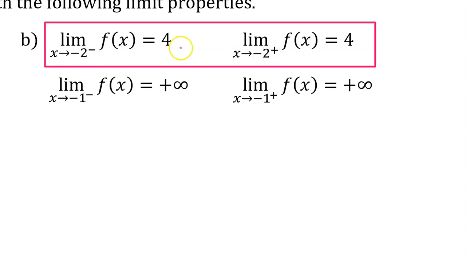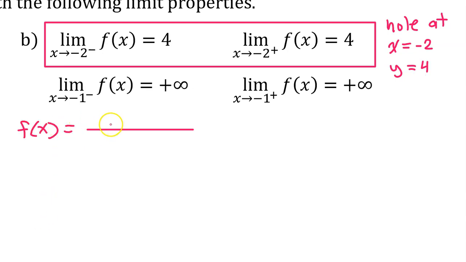Part B, the fact that the limit as x approaches negative 2 from the left and from the right both equal the same constant means that we have a hole at x equals negative 2. The constant tells us that the y value of the hole is 4.